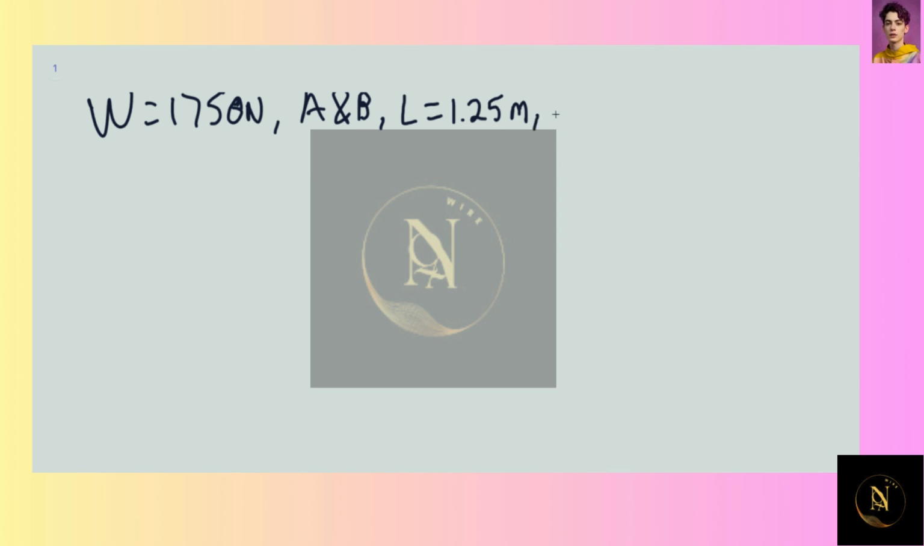They're asking us, if we send a pulse through both of the wires, what's the time delay through both of the wires? So let's do the weight of the beam, 750 newtons. Of course, let's just write our givens. And then we have two vertical wires, A and B, and each of them has a length of 1.25 meters.